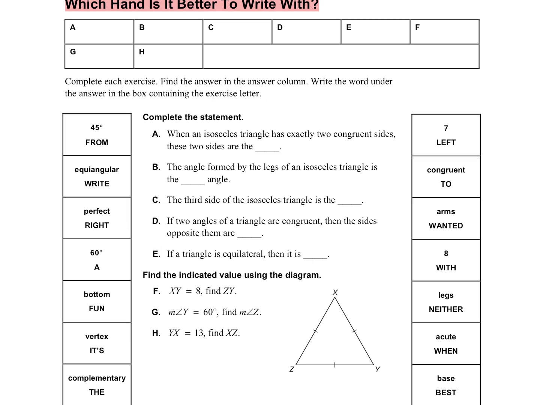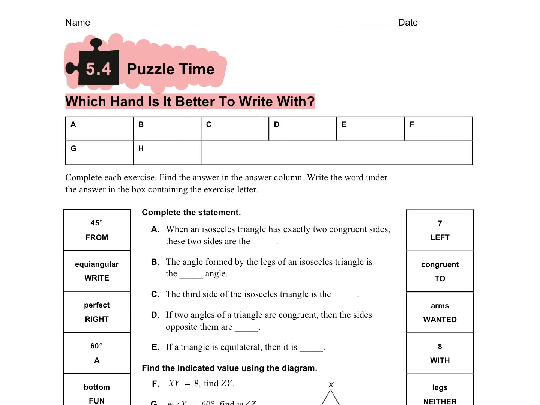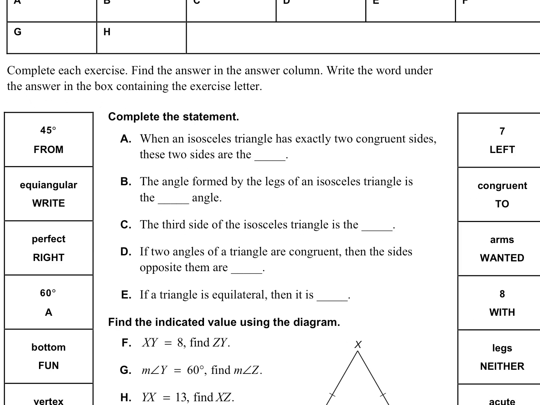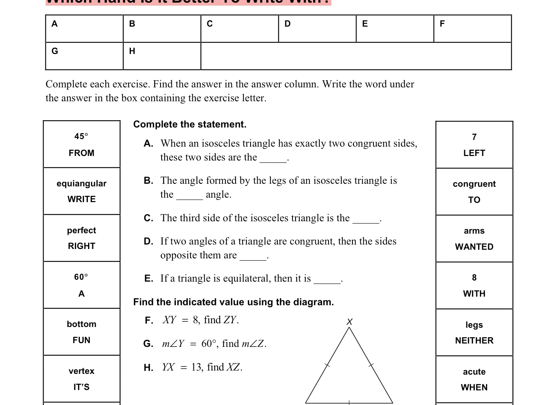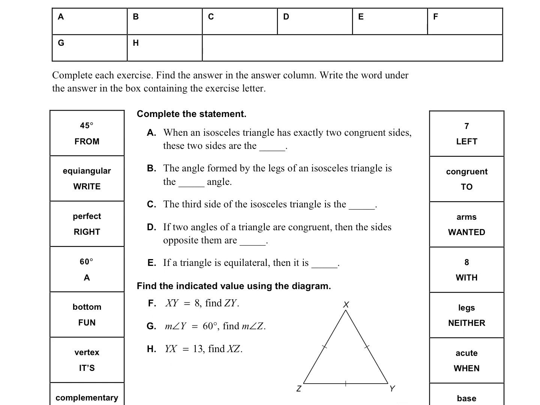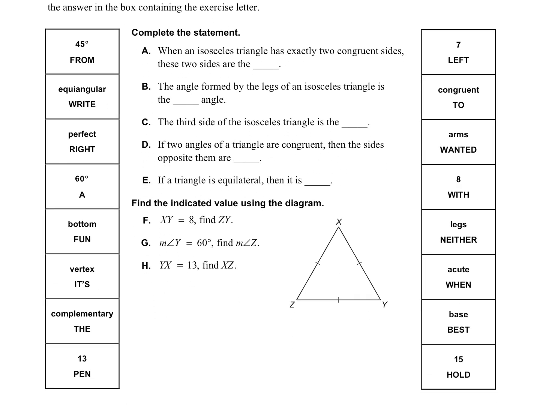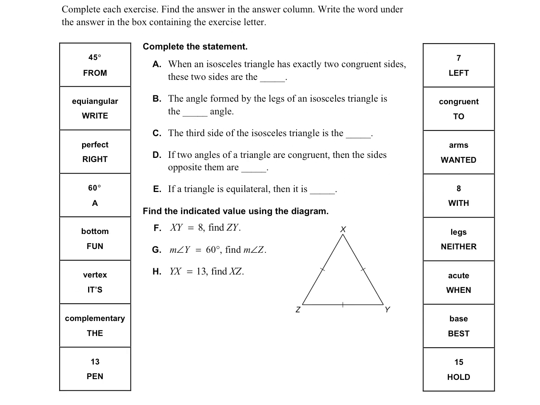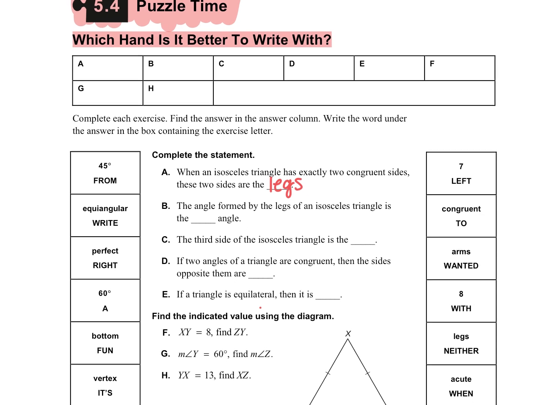This one was more of puzzles, figuring out, kind of like definitions, information. So we're going to do this one as well. When an isosceles triangle has exactly two congruent sides, these two sides are the what? What are they called? So looking at my options, what are they called? Legs, okay? All right, I have my legs. Okay, so if you wanted to write in the word.